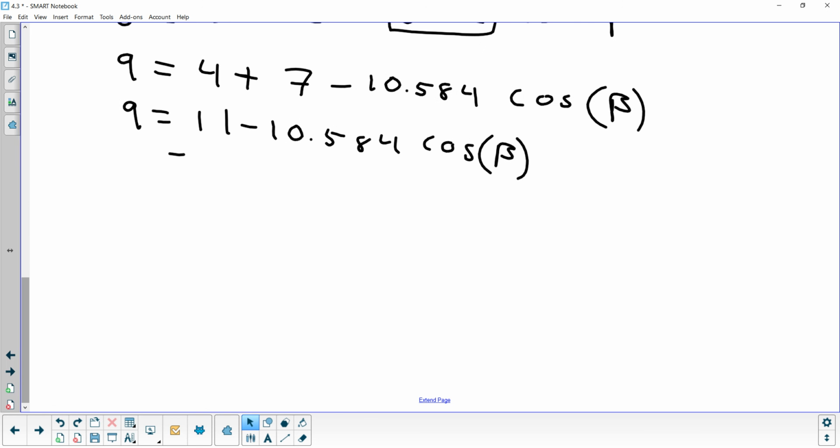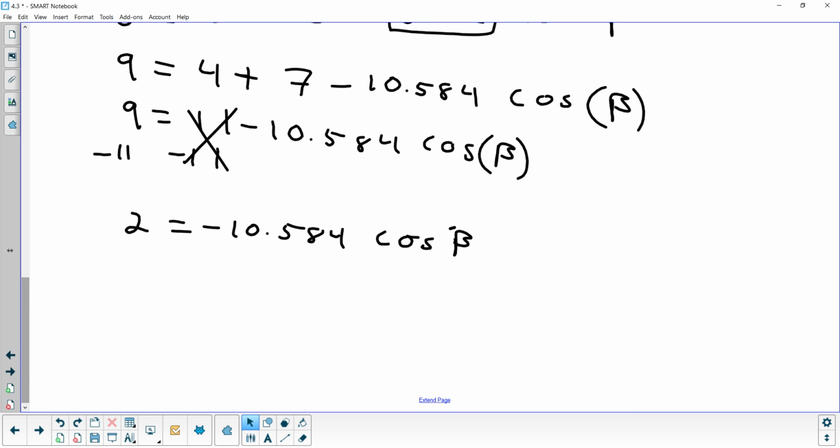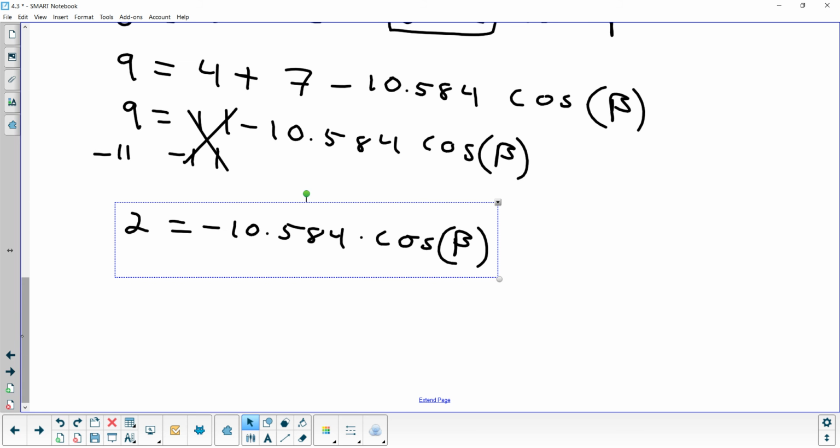All right, so let's subtract the 11. 9 minus 11 is going to give me 2 times cosine beta. Now, my goal is to get cosine beta by itself. So what would be my next step to get rid of this negative 10.584?